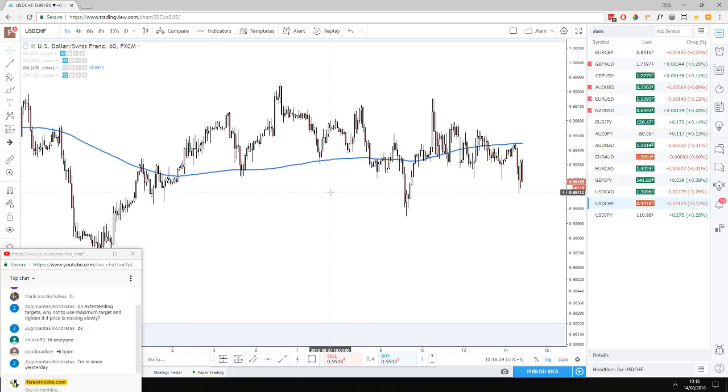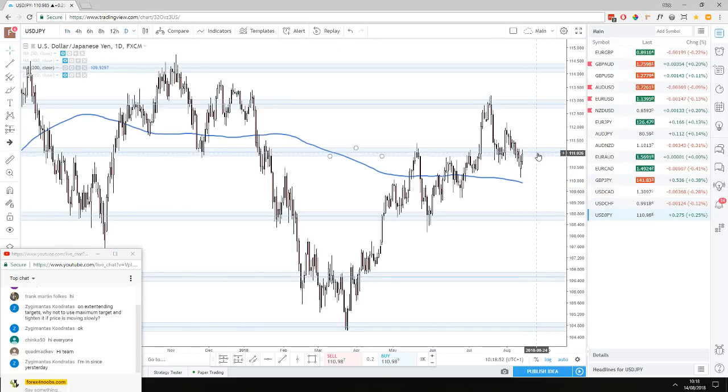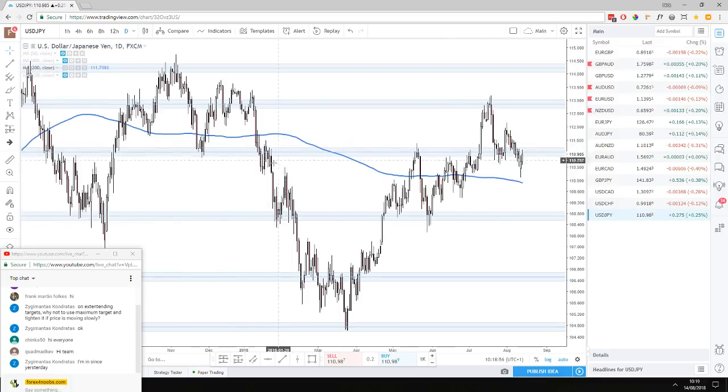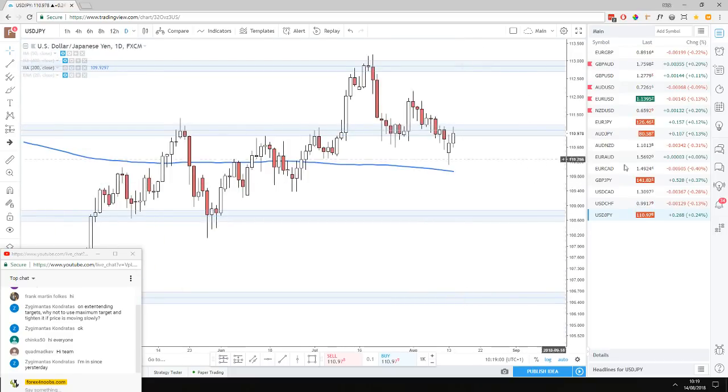Just one sec. I just want to check out the hourly real quick. No, there's not much potential here. I'm not going to do anything with USD CHF, guys. USD JPY. I mean, this one is a little bit tricky too.